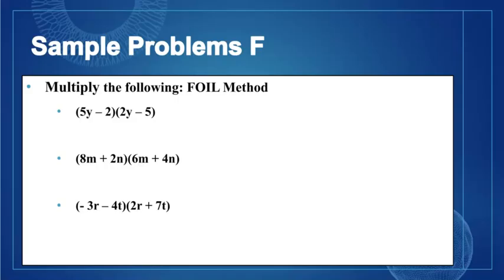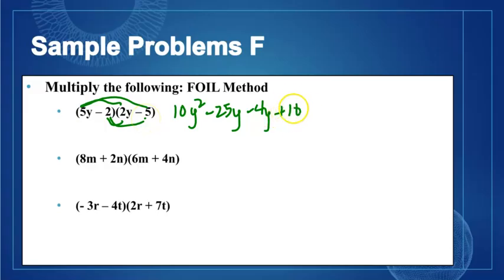So here we're just distributing each term of the first binomial to every term in the second binomial. So 5y times 2y is 10y squared. 5y times negative 5 is negative 25y. Negative 2 times 2y is a negative 4y. And negative 2 times negative 5 is a positive 10. So putting that all together gives us 10y squared minus 29y plus 10.